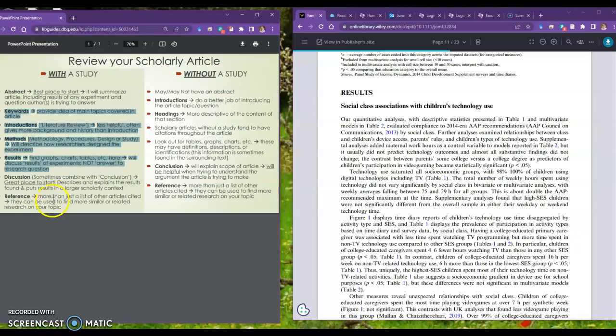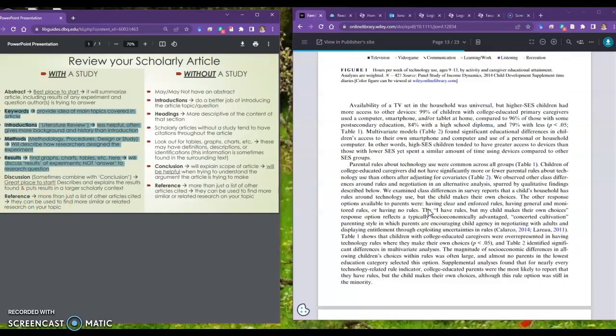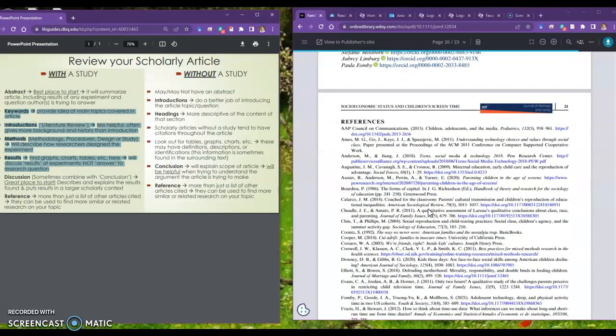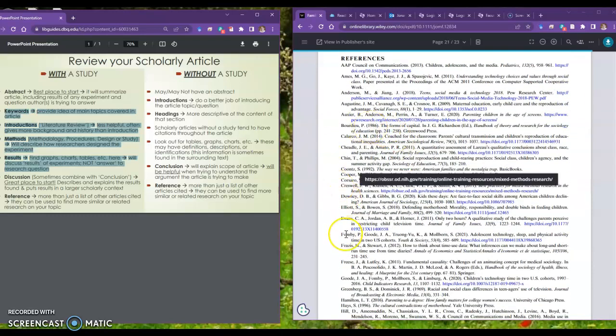One last thing is the references. Usually they'll have references at the end in the scholarly article. The references are another good way to find other sources. A lot of times they will pick up other sources they used in their paper. That's very similar. So that's another way to get some other sources. So I just want to mention that.